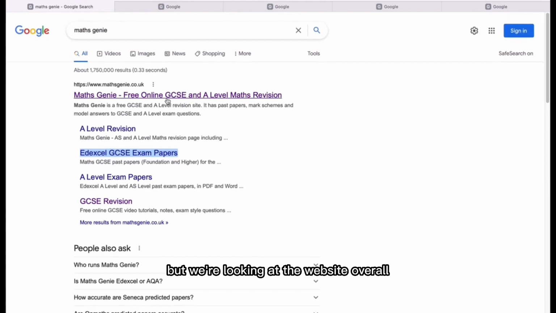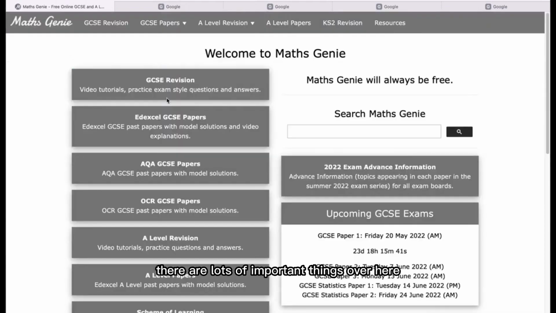But we're looking at the website overall, and when it comes to the website, there are lots of important things over here, as you guys can tell, a lot of things that can be useful to get to grade 9 in GCSE Maths.